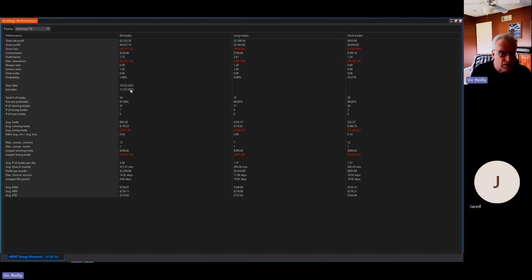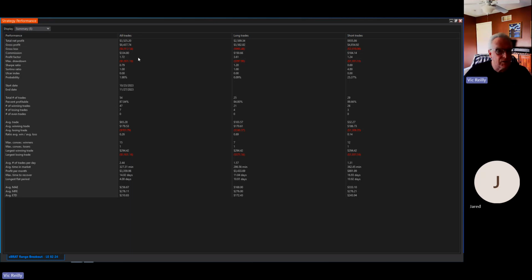It all depends on different types of charts too. Some of them might be number of bars. Some might be shorter because it's on a tick chart and there's just a lot of data. But I picked the 35 days, and you can see that there were 54 total trades, 87% profitable. Jumping back up top, my total net profit during that time frame was $3,525 across those 54 trades. I had $8,400 plus gross profit, and $4,900 in losses. The commissions were about $335.